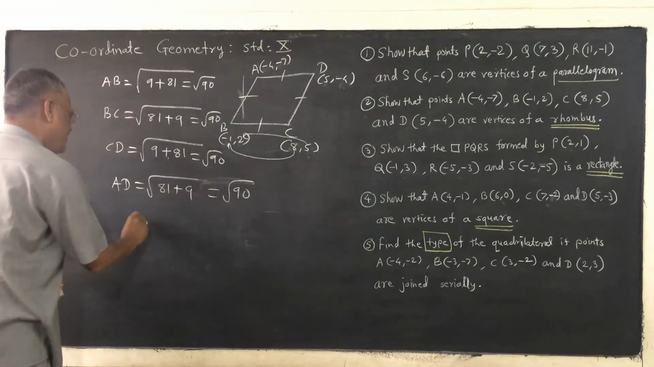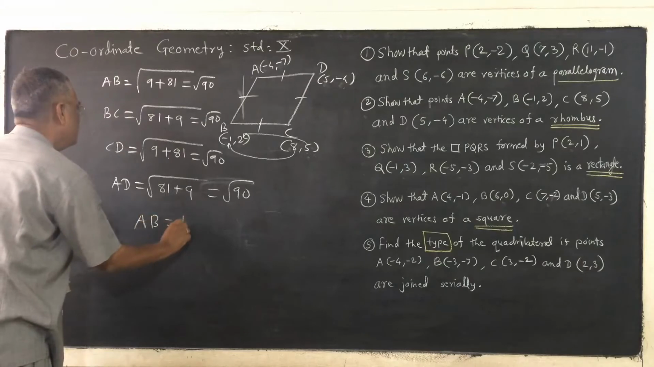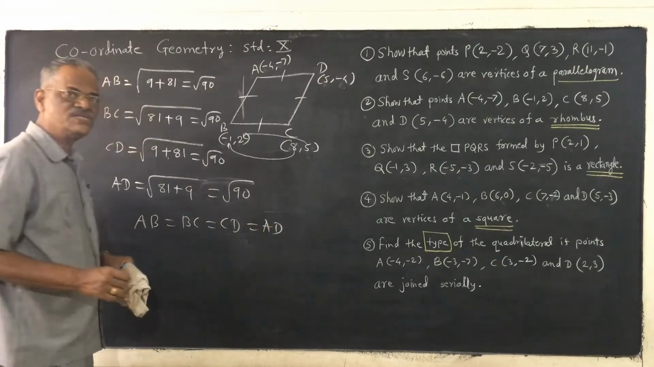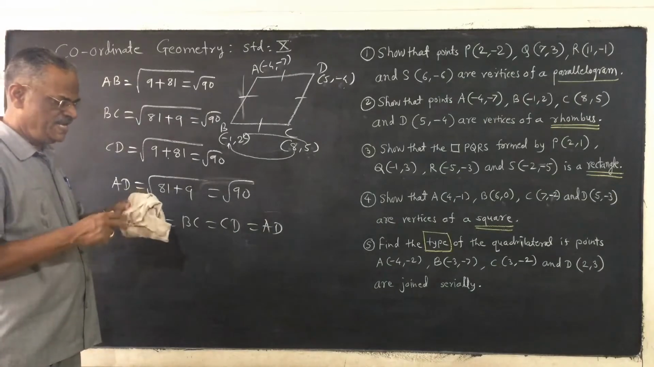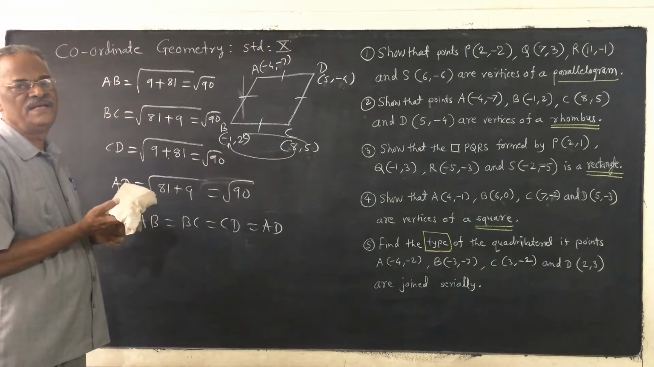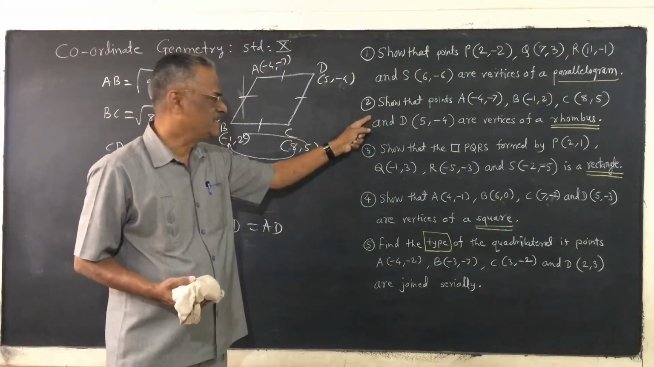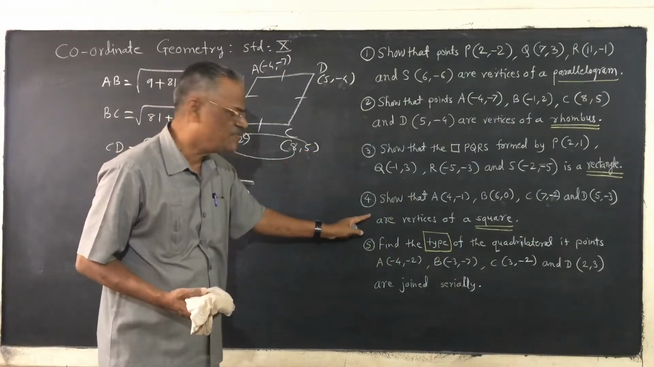So you can write further, AB is equal to BC is equal to CD is equal to AD. All sides are equal. So it is a rhombus. All sides are equal. It is a rhombus.